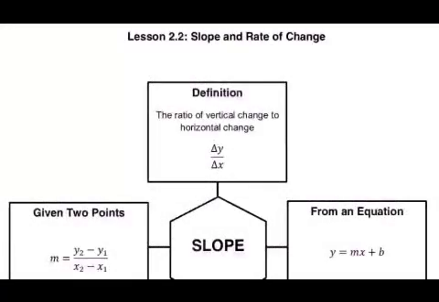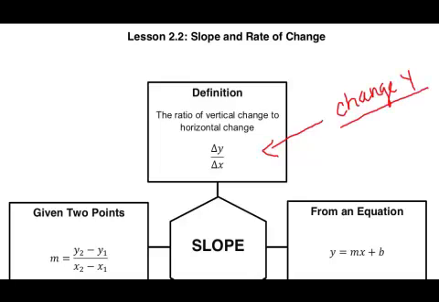These are the notes for lesson 2.2, slope and rate of change. By definition, the slope is the ratio of vertical change to horizontal change, or the change in y over the change in x. Again, the little delta or triangle symbol means change. If we look at a table of values, we could determine what the slope was by looking at the pattern that we see in the y values and the pattern that we see in the x values.